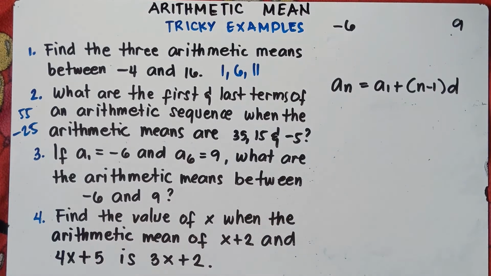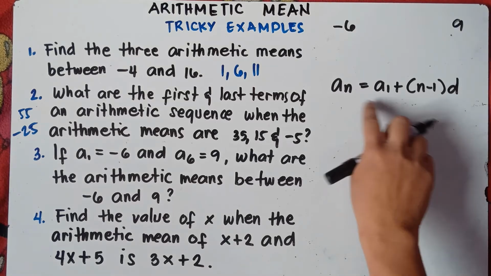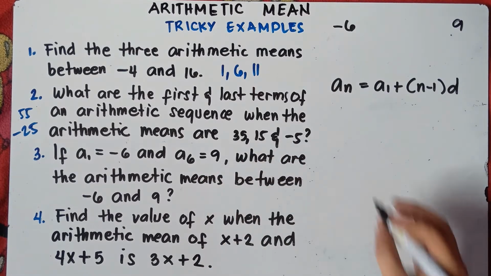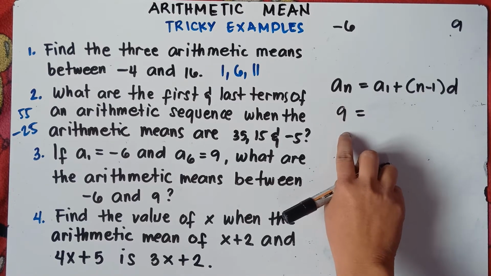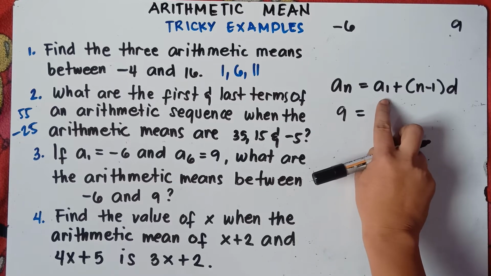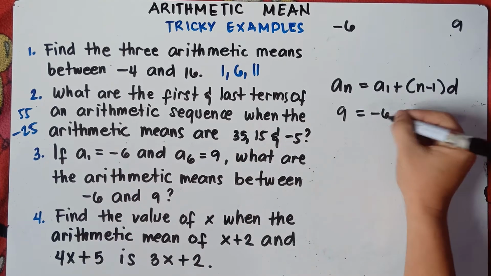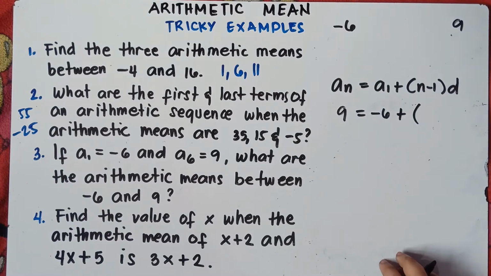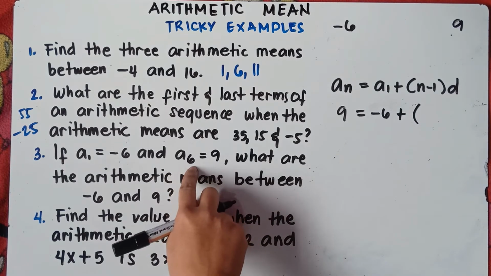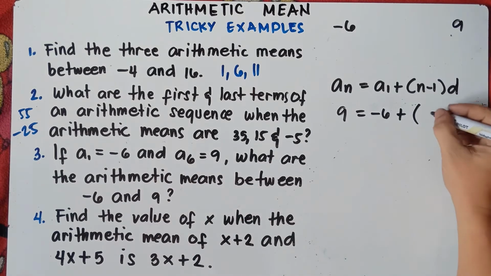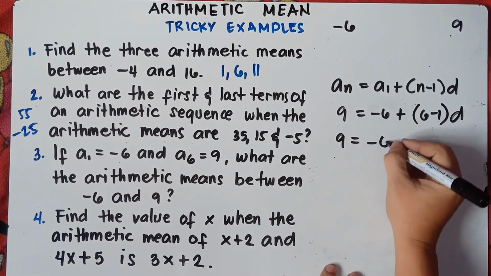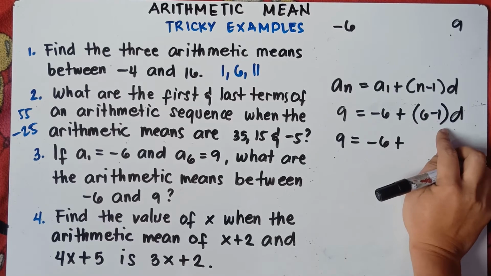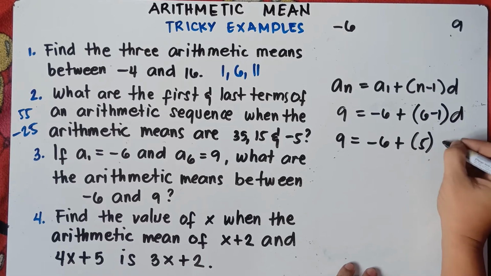So we have the first term, -6. The last term is 9, a sub 6. Substitute the value of a sub n. A sub n, class, is the last term. We have 9. And the first term is -6 plus n, class, is the number of terms. We have 6 terms because we have a sub 6. So a sub 6 is the last term. So 6 terms, 6 minus 1. And we don't have the common difference, so write D. So this will be 9 equals -6 plus 6 minus 1, that is 5, class, 5 times D.